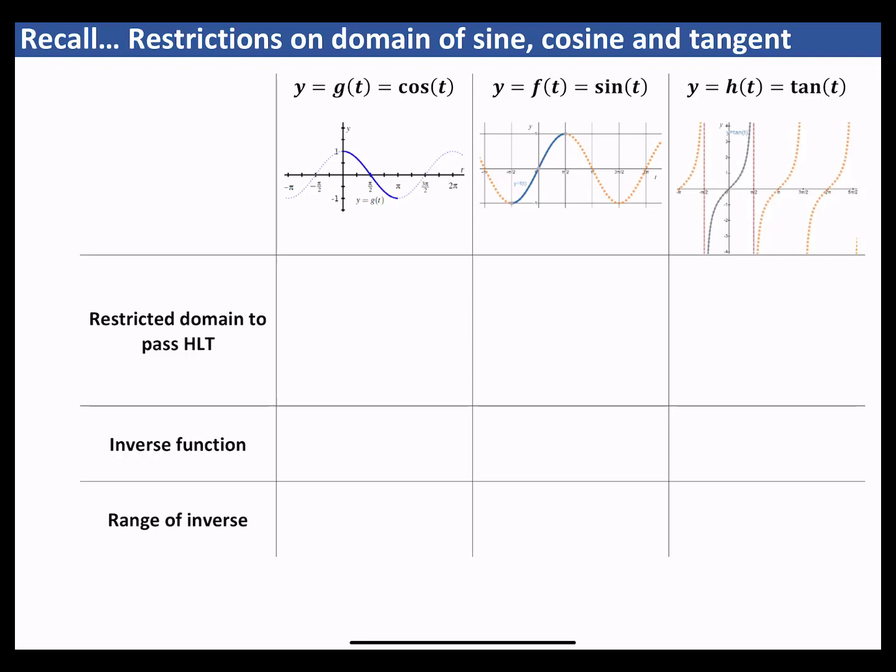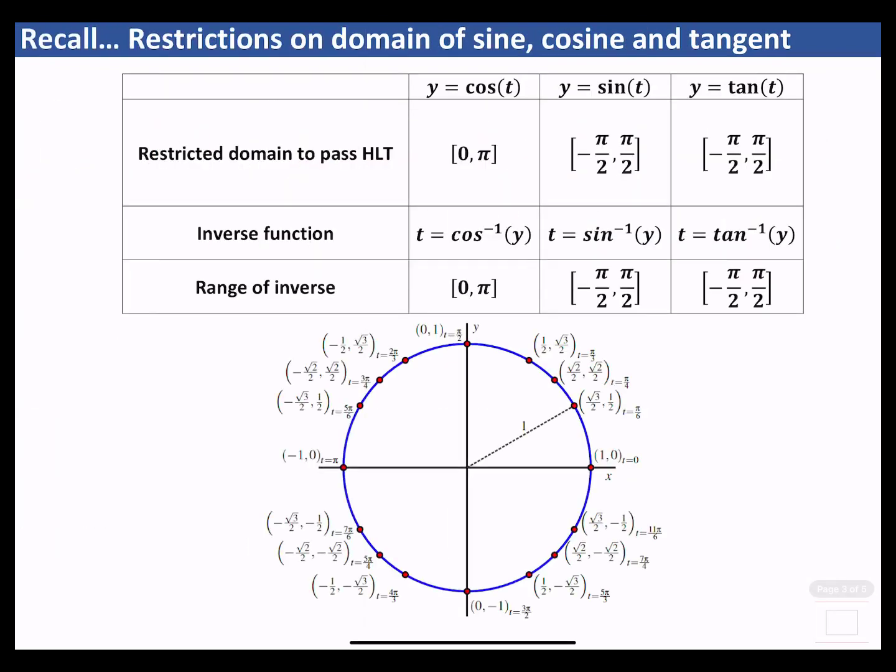Now that you took the time to review the restricted domains for the sine, cosine, and tangent functions, check your work in this table. In particular, notice that the range of the inverse cosine function is the closed interval from 0 to pi. That means the outputs of the arc cosine function will always be angles in quadrants 1 and 2.